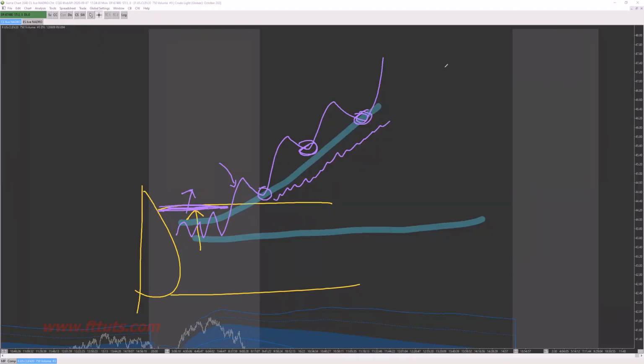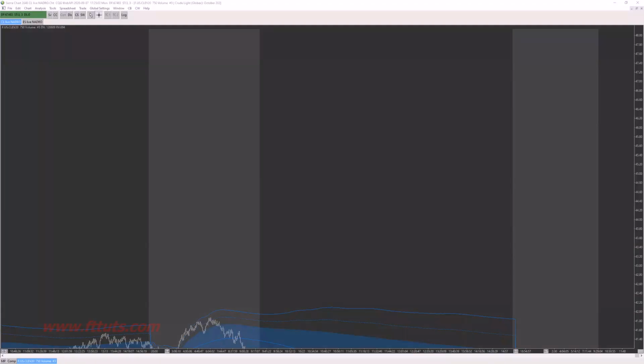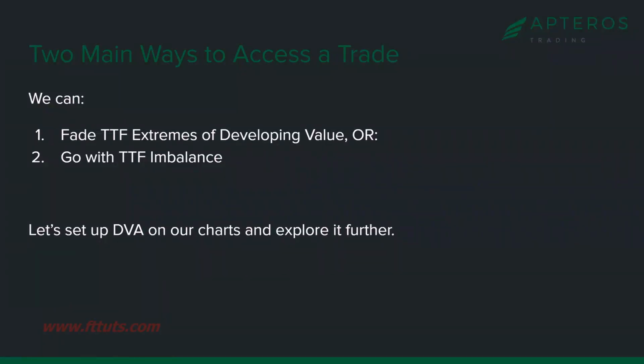Let's go back to the slides for a bit, and we will come back to real charts as well. Two ways to access the trade: fade extremes or go with an imbalance. This is on our trading time frame using developing value.